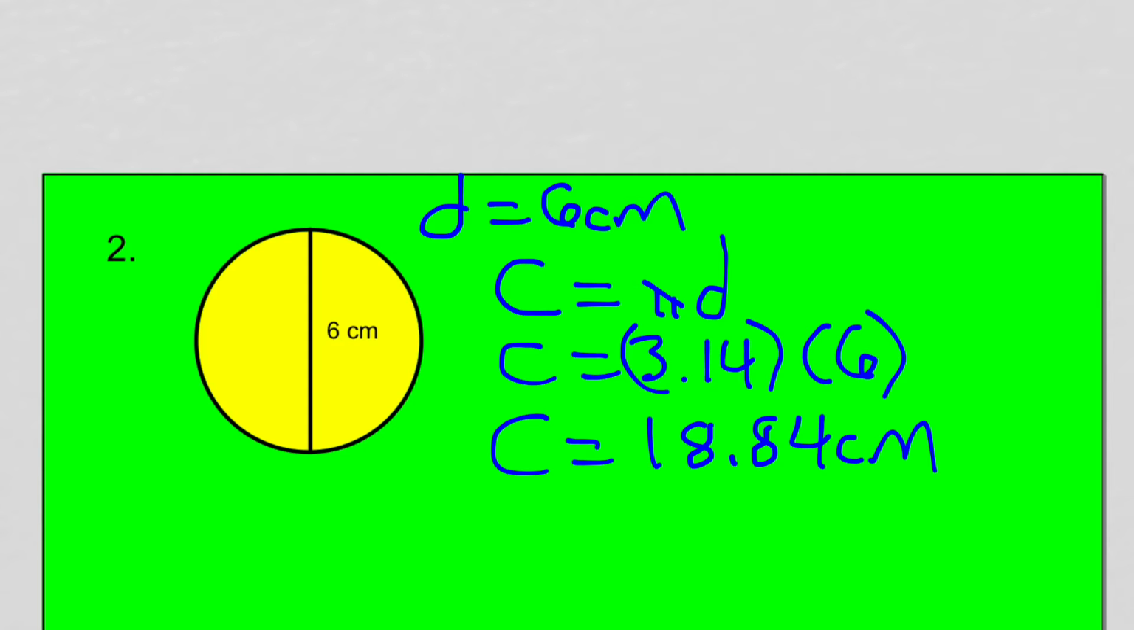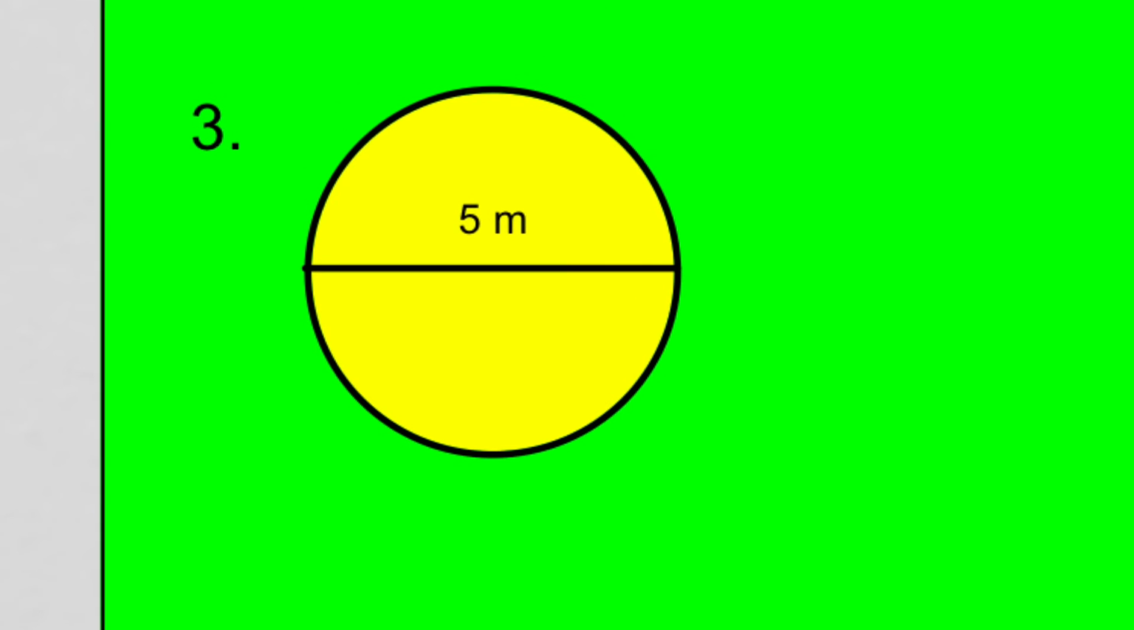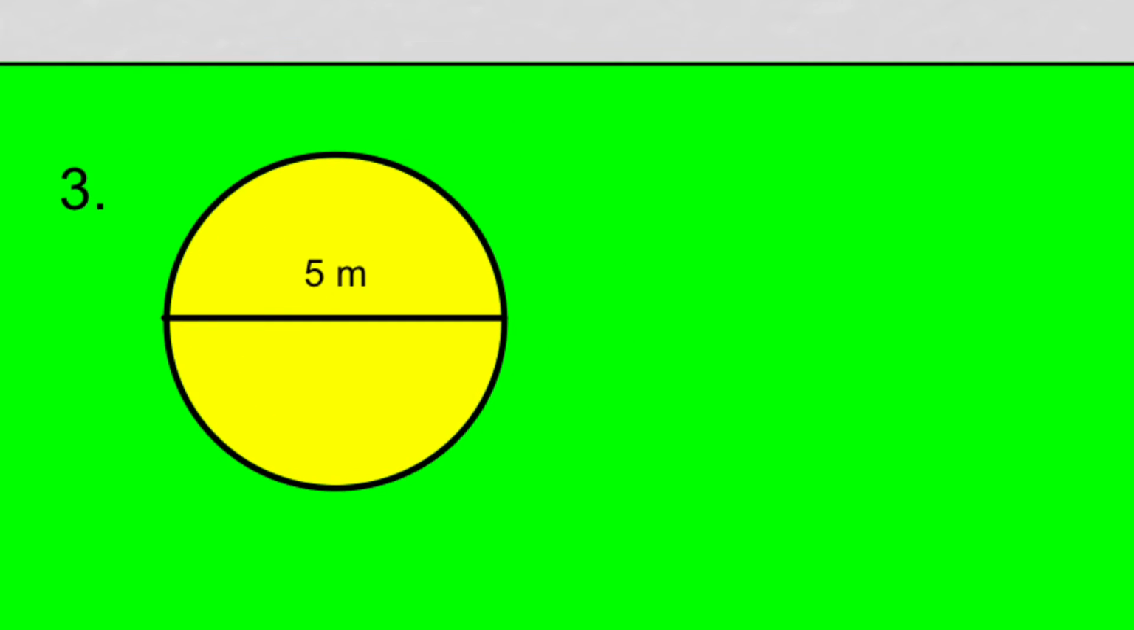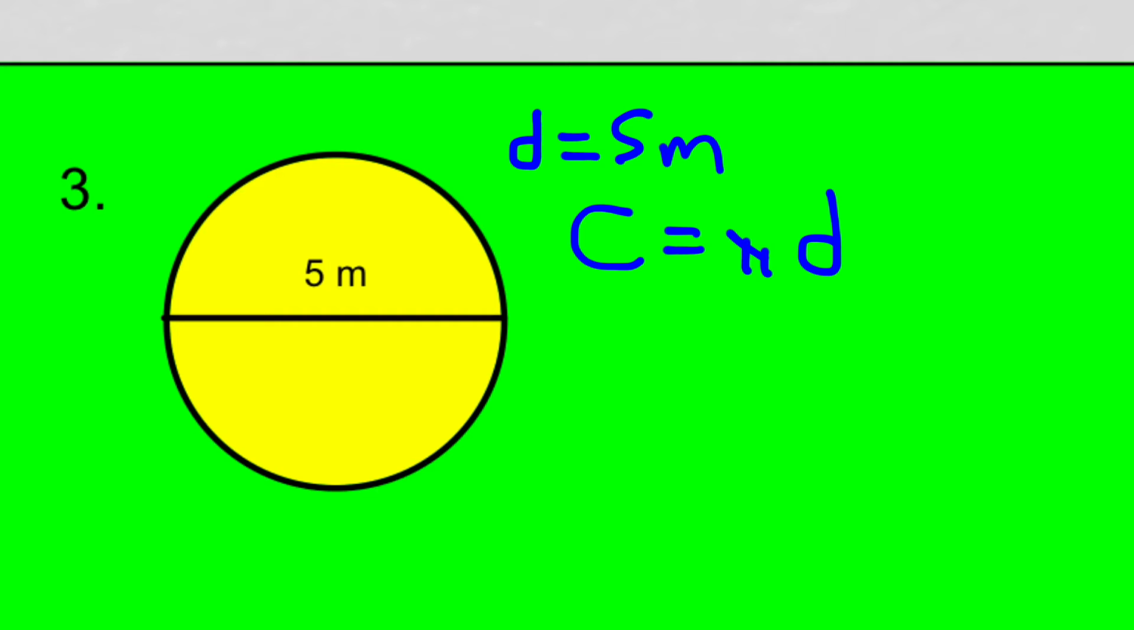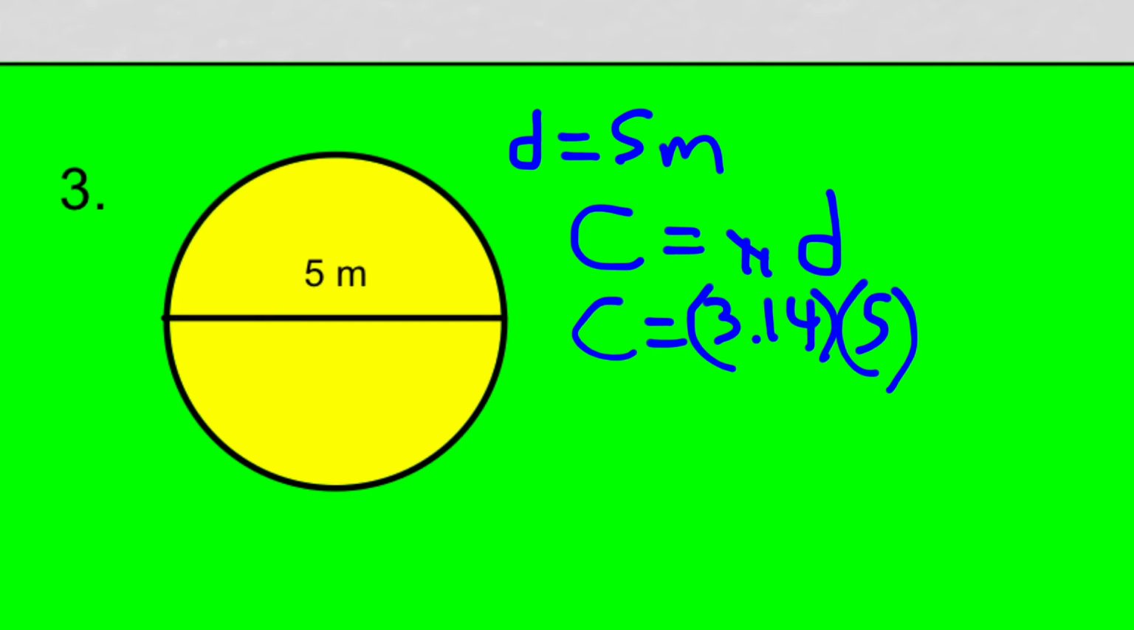Let's do one more like this, and then we'll do a couple different ones. So number 3, you're given a circle. If you want to know the circumference, the distance around, you need to know the diameter. Well, in this case, we're given the diameter again. Again, the diameter of this circle is 5 meters. D equals 5 meters. So use your math equation. C equals pi times d. C equals 3.14 times 5. So we'll work that out. And you get circumference of the circle is 15.7 meters.